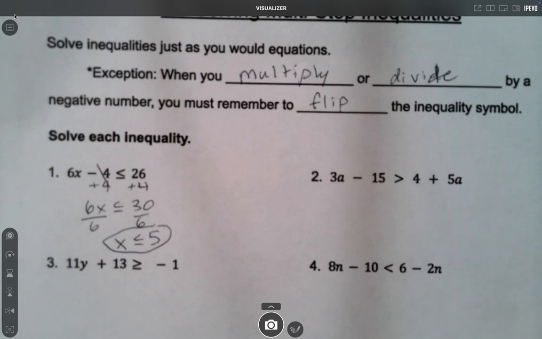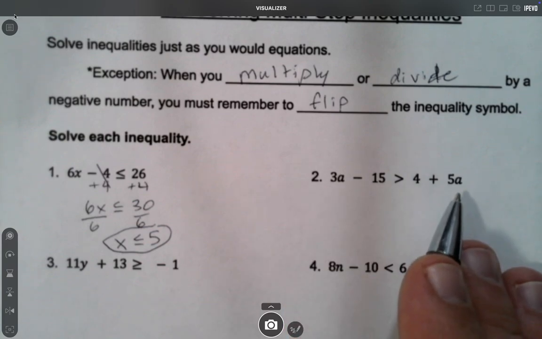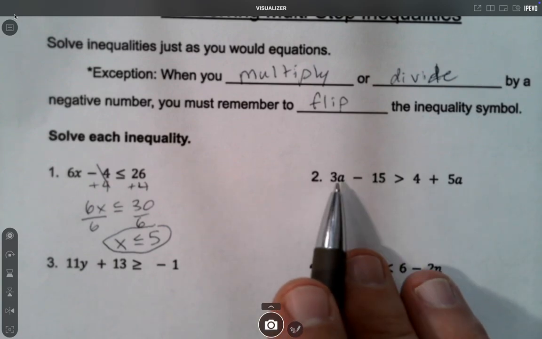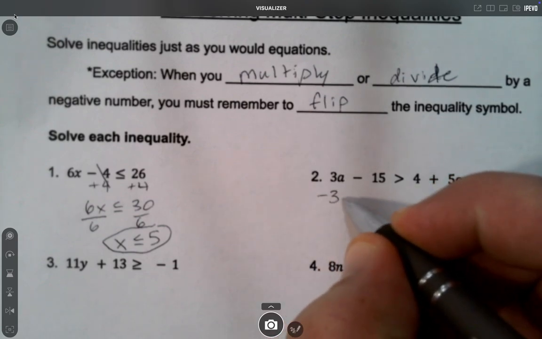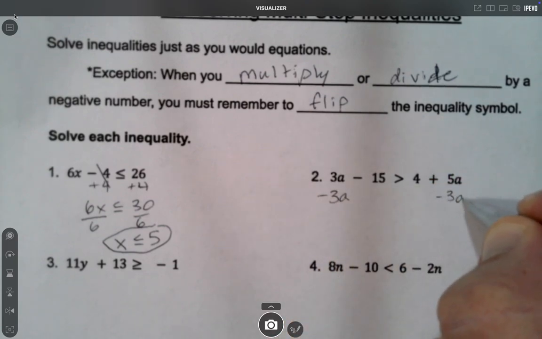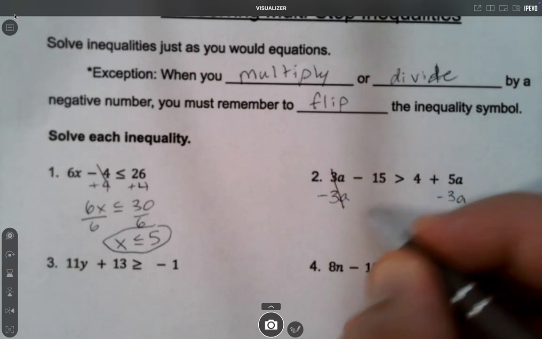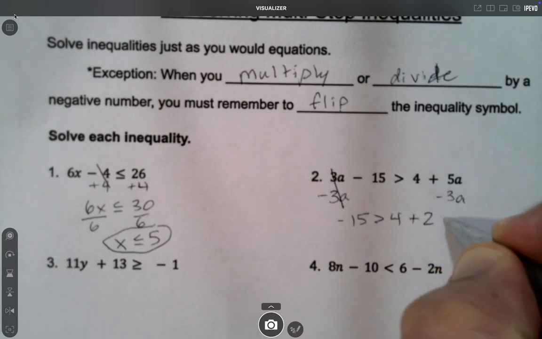Okay, now on number 2, there is a variable on both sides. So what I recommend, it's not required, but what I recommend when that happens is to go ahead and combine the two terms that each have a variable. You can move the 3a over here, the 5 over here, that's your call. I'm going to choose to move the 3a over. I'm just doing that because then I'll have a positive coefficient, but it doesn't actually matter. So I have negative 15 is greater than 4 plus 2a.